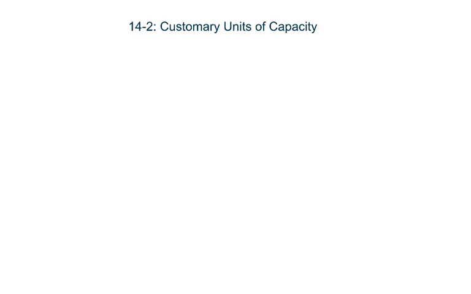Hi, fourth graders. Today's lesson focuses on customary units of capacity. You already learned in yesterday's lesson that customary means the type of measurement system. It's the system we use in the United States. The word capacity means how much something can hold or how much is inside of something.